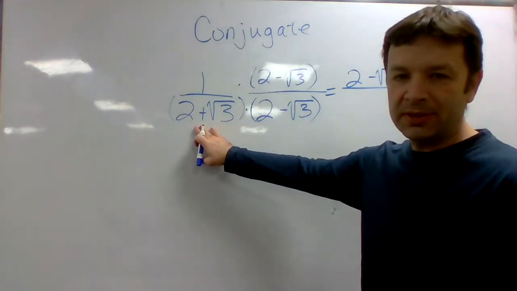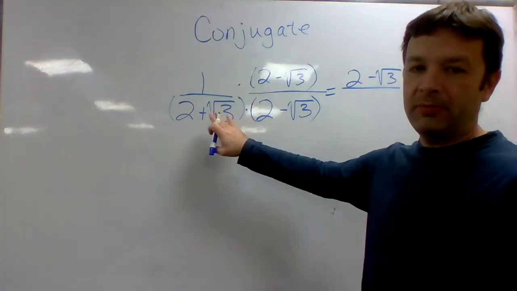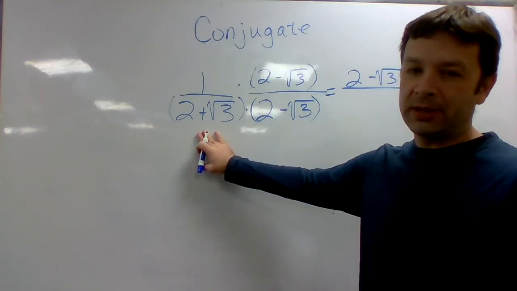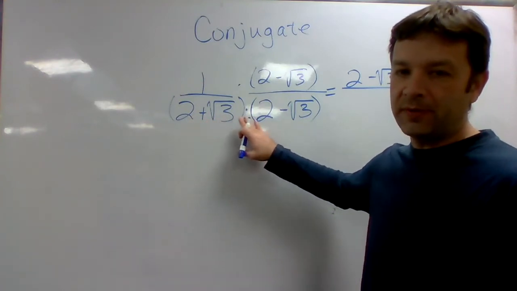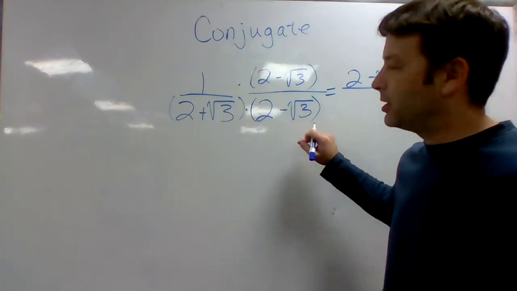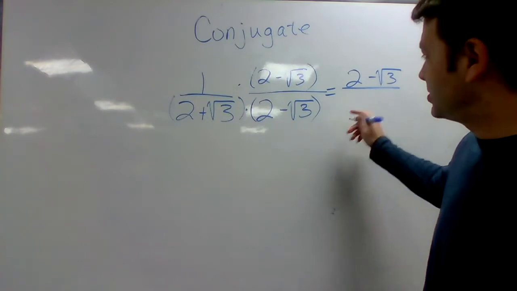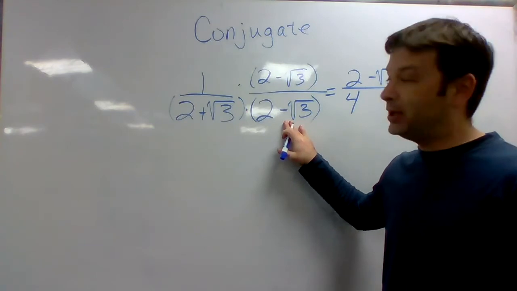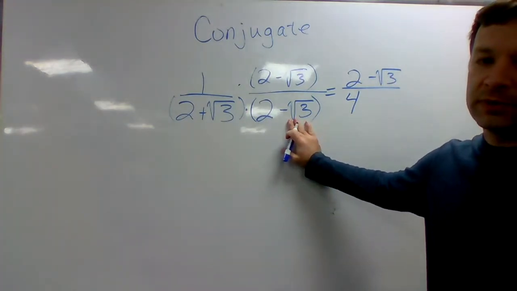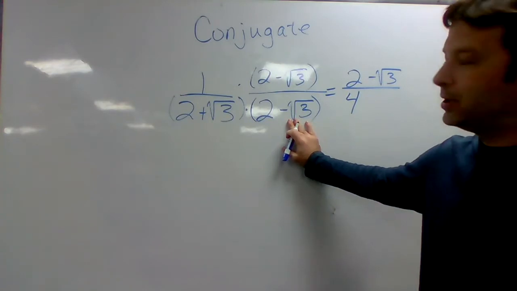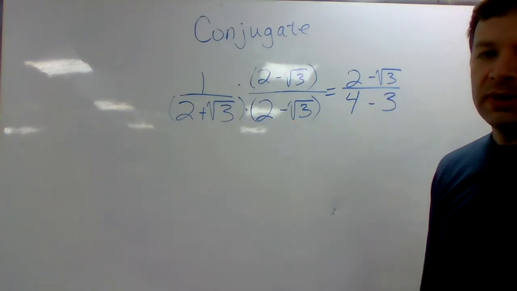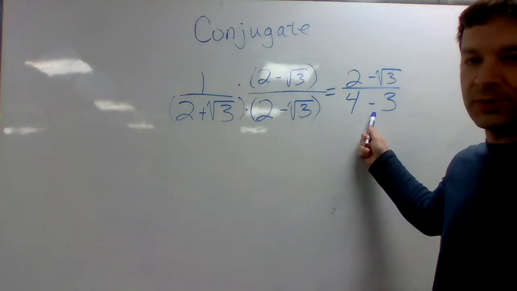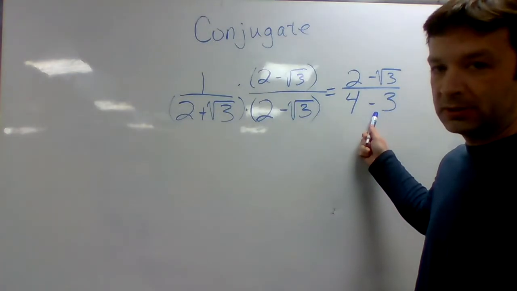Okay, the bottom is a FOIL problem. But because they are conjugates, we don't have to do the whole FOIL. We know the outside and inside are going to cancel each other out. So really we just need to do the first and the last. So the first is 2 times 2, which is 4. And the last is square root of 3 times negative square root of 3, which is negative square root of 9 or just negative 3. I'm going to put a minus 3 right there. All right, is there anything else we can do? Yes, the bottom is 4 minus 3. So that's 1.